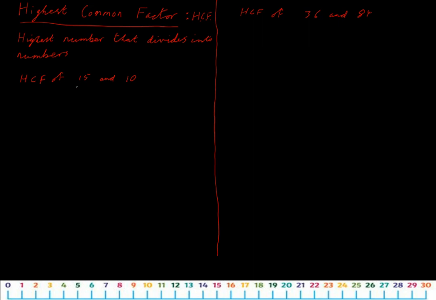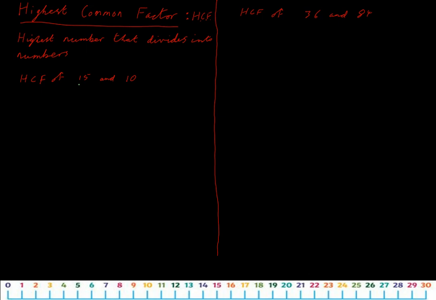So here are our first two numbers, 15 and 10. The highest common factor of 15 and 10 is going to be the largest number that divides into both of them. The largest number, the highest number that divides into both 15 and 10. So that means we're looking for the highest common factor. Because again, factors are numbers that divide into other numbers.